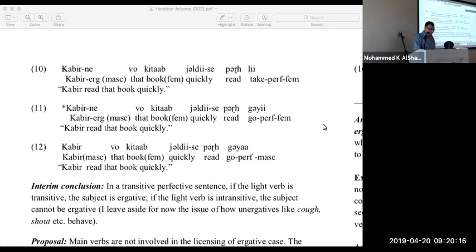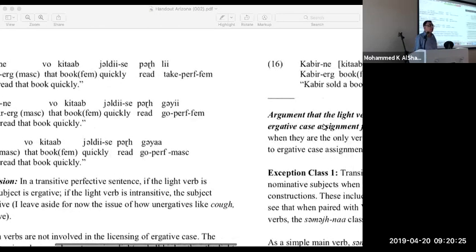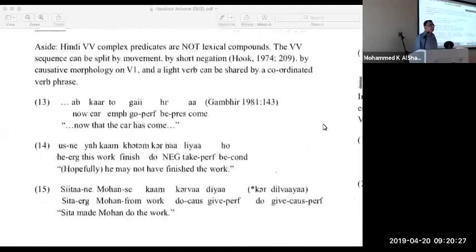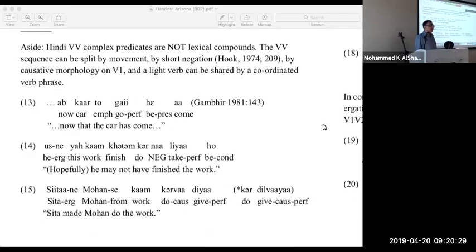But before we get to that, I have this aside, which is illustrated in sentences 13 to 16, which is fairly straightforward. You guys know this, and I don't really have to convince anybody here that the things we're talking about are not lexical compounds. You can split them, you can do whatever I've done. You can put negation, you can split them by movement, split them by putting intervening material.